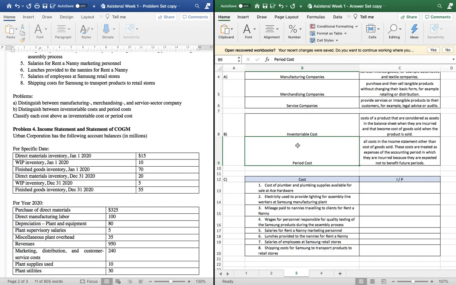And the second one, period costs, are all costs in the income statement other than cost of goods sold. These costs are treated as expenses of the accounting period in which they are incurred because they are expected not to benefit future periods. So everything outside the inventoriable cost, or everything that we cannot account as cost of goods manufactured, is accounted in the period cost and directly expensed in the period in which they are incurred.